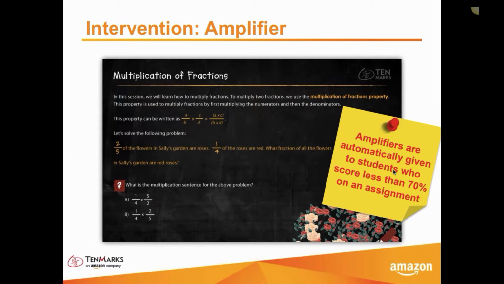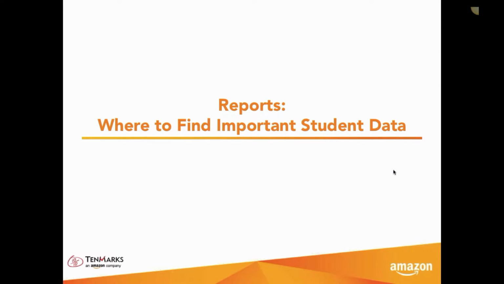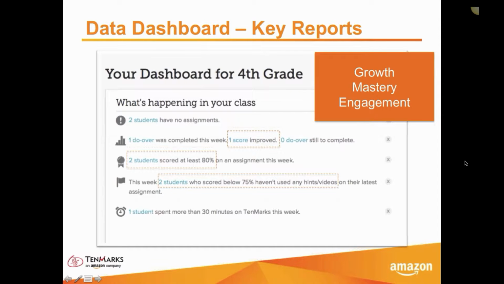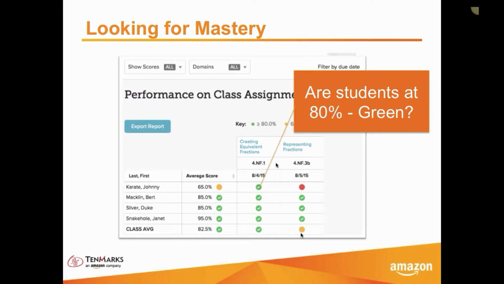So now we're going to take a look at where exactly we find in TenMarks the important student data that we're going to want to make decisions about and take action on. So one of the first things when you first log in, you'll always see a data dashboard. This dashboard is going to report for you who's improving. It's going to report for you a summary of who's at mastery. What you can see here on this list is that one of my students had improved and 2 students were at mastery. And it also highlights for me a little bit of the important engagement information.